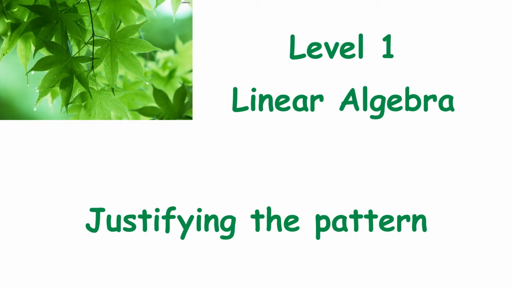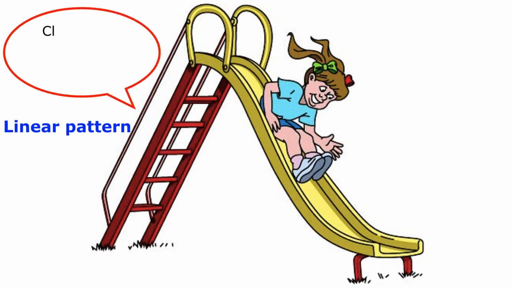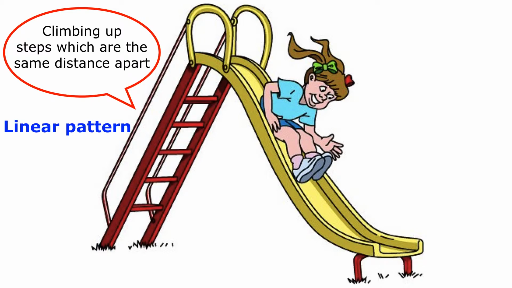We want to have now a look at justifying the pattern. So justifying whether it's a curve, a nonlinear, or a straight line linear pattern. So think about a slide. For linear patterns, think about the stairs going up the slide. You're climbing up steps which are the same distance apart. Both the same distance in terms of the horizontal distance and the vertical distance and the angular distance. So all the distances between the steps are the same. That's what makes it into a linear pattern. So the slope is a constant slope, constant rate.